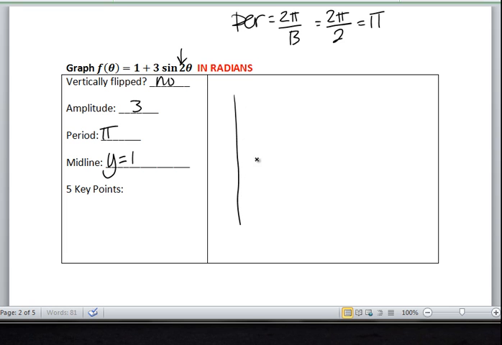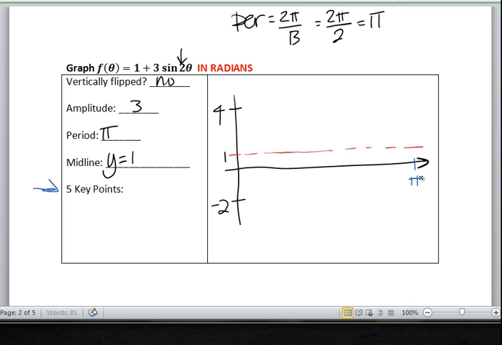So let's graph this. It starts out exactly the same, right? I draw my midline, and then I find my max, which is 4, and my min is negative 2. Now here's the thing. What's new for this one, and I'm going to put it in blue, is how I come up with my, well, 5 key points is new, but how I come up with my quadrantal angles. Now, I'm not horizontally shifted at all, okay? But pi is my period.